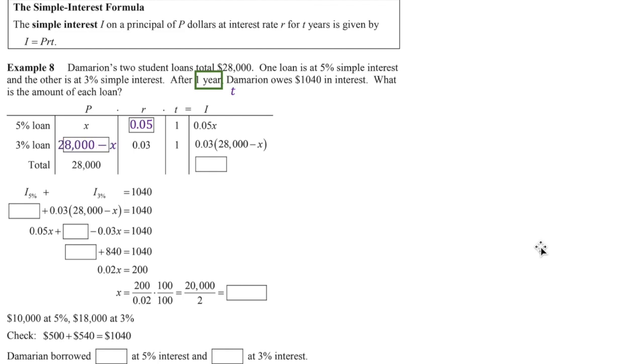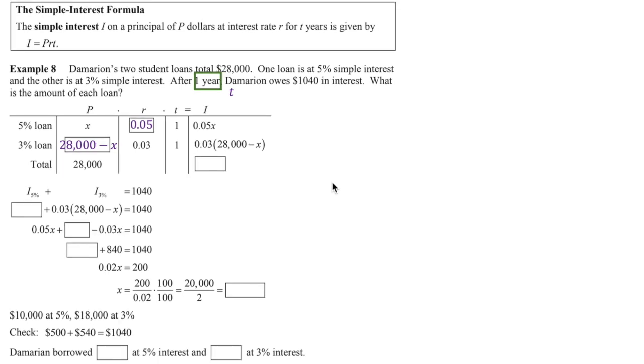So our 3% loan will be $28,000 minus whatever we put into the 5% loan, which we're still not sure about. What we don't put in the 5% loan must be put into the 3% loan. This rate is 0.03. And when we multiply, we have 0.03 times the quantity 28,000 minus X. When I look at my interest, I have a total interest of $1,040 when I add the two loans together.